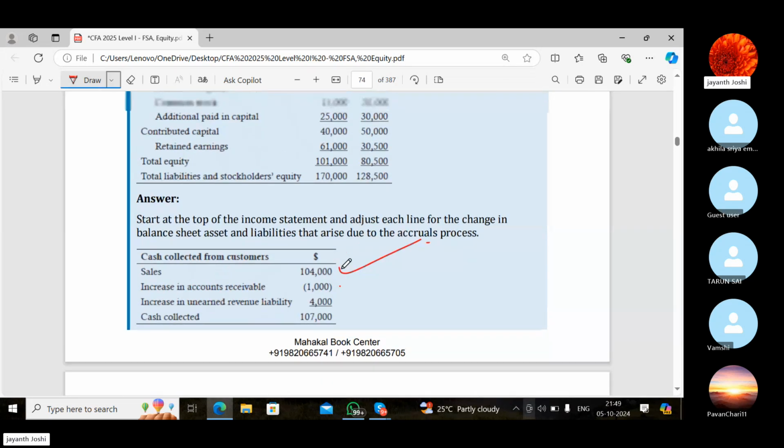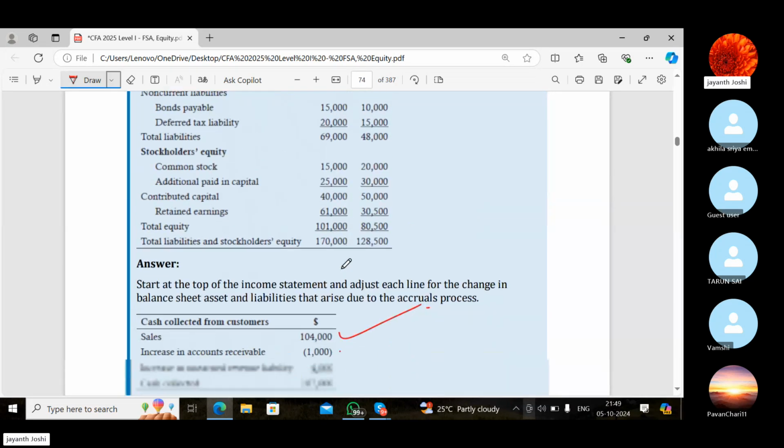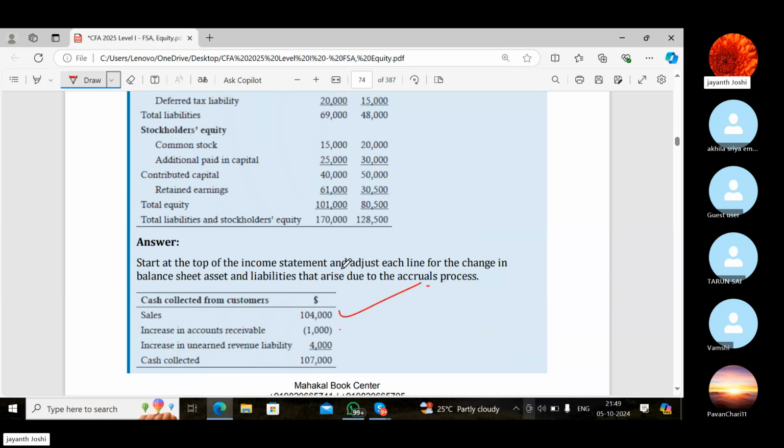Then we will take the unearned revenue. We are dealing with cash collected from customers. So receivables is credit sales, and also we would be earning revenue from our customers after providing certain services to them. Till the time the service is not provided, it will be termed as unearned revenue, and it is related to the customers only.